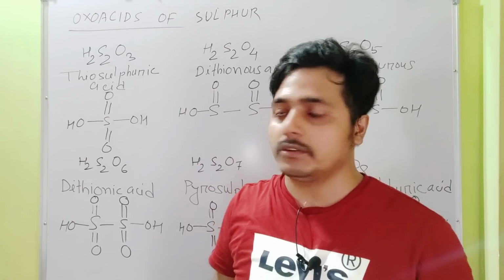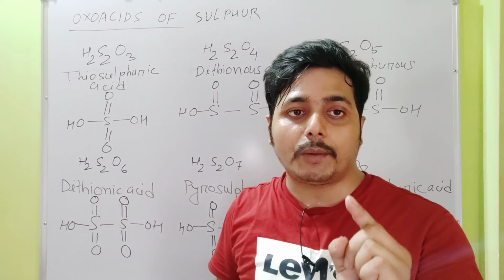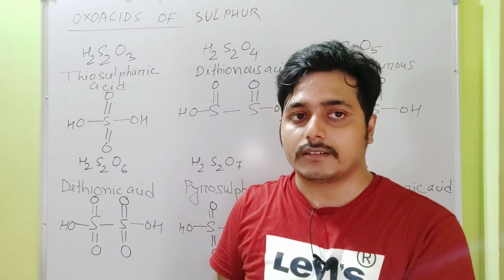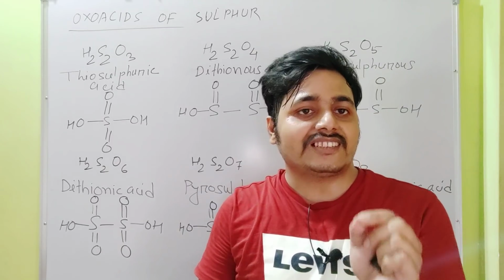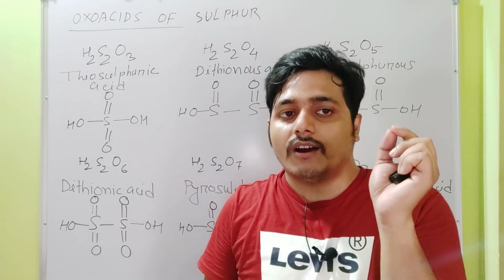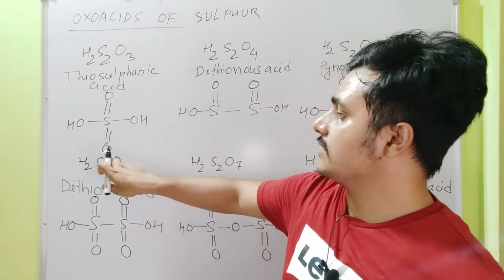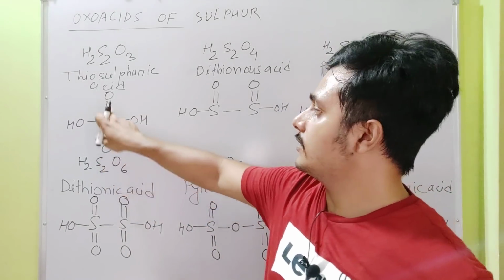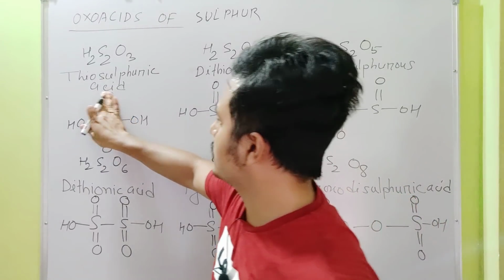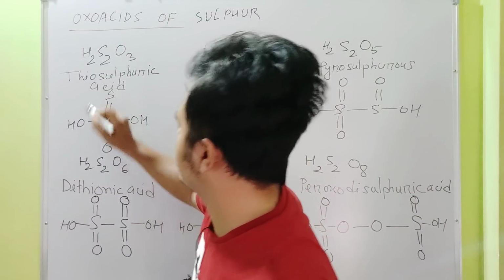Now what you have to do? Just replace one double bonded oxygen by sulfur. You can replace either this oxygen or this oxygen. I replace this oxygen by sulfur.